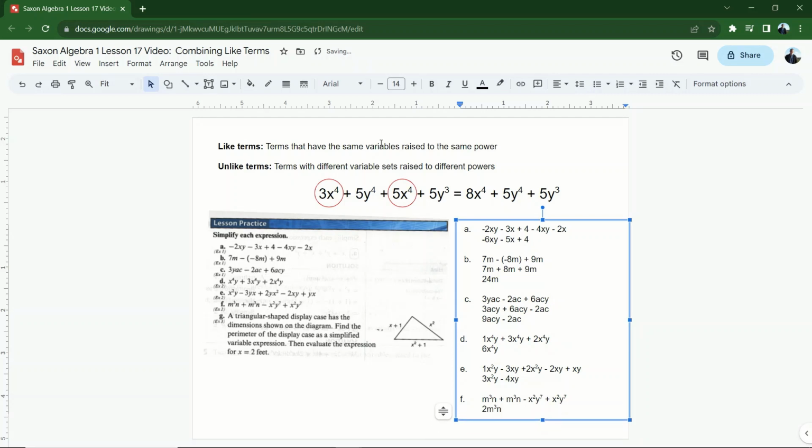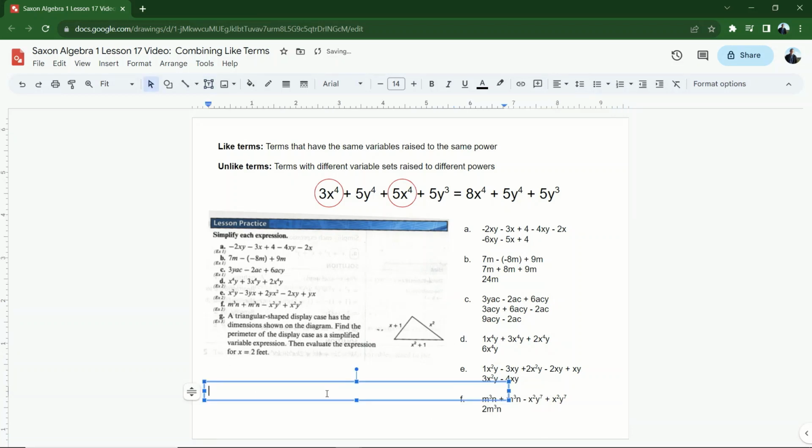On to the last one. The last one is letter G. A triangular shaped display case has the dimensions shown on the diagram. Find the perimeter of the display case as a simplified variable expression, then evaluate it for x equals 2 feet. Okay, so perimeter is just addition. I'm going to add these sides together.